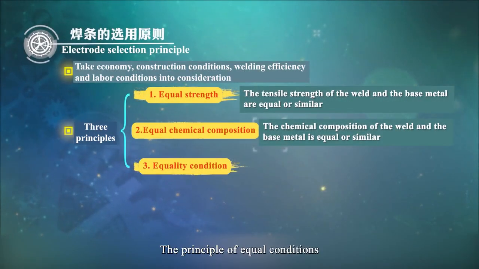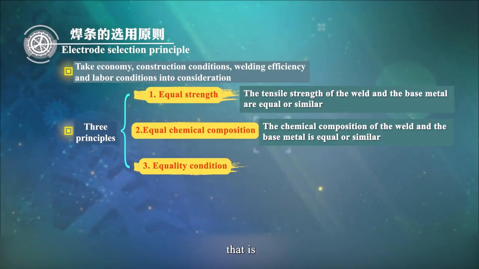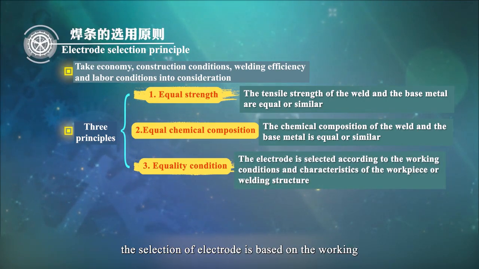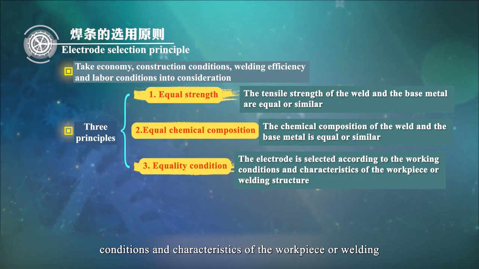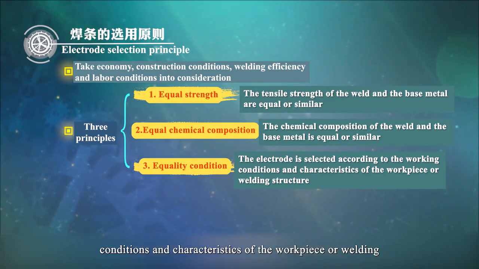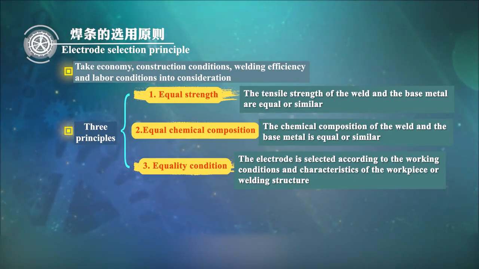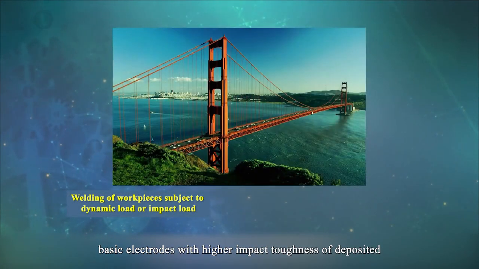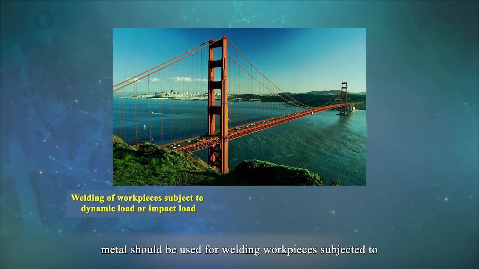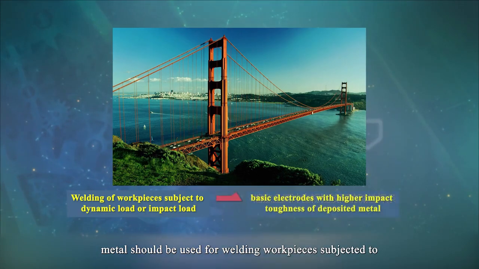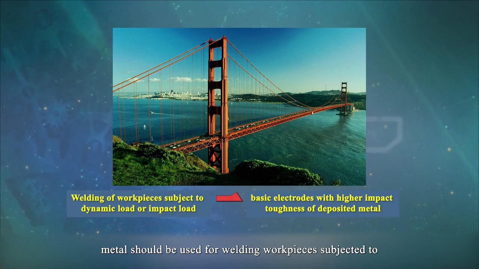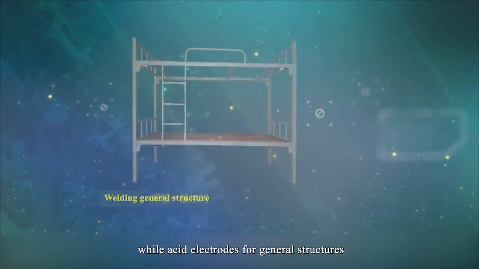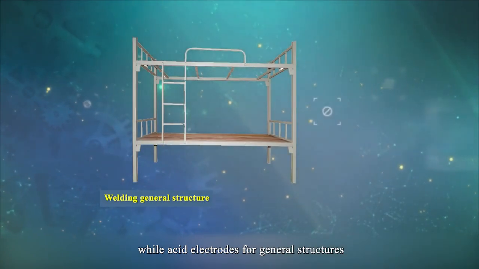Third, the principle of equal conditions, that is, the selection of electrode is based on the working conditions and characteristics of the workpiece or welding structures. For example, basic electrodes with higher impact toughness of deposit metal should be used for welding workpieces subject to dynamic load or impact load, while acid electrodes for general structures.